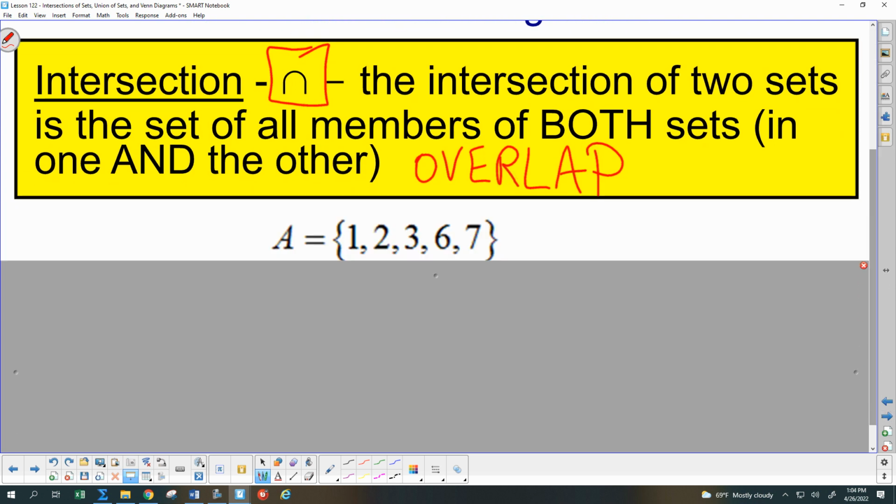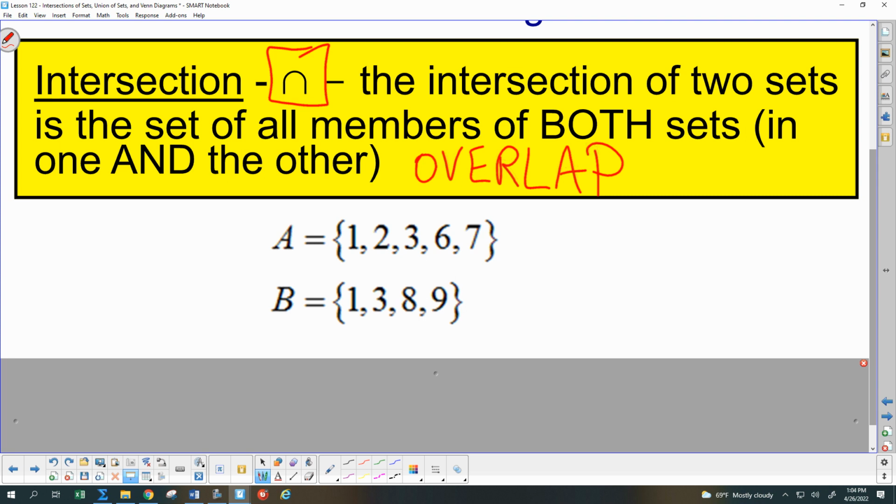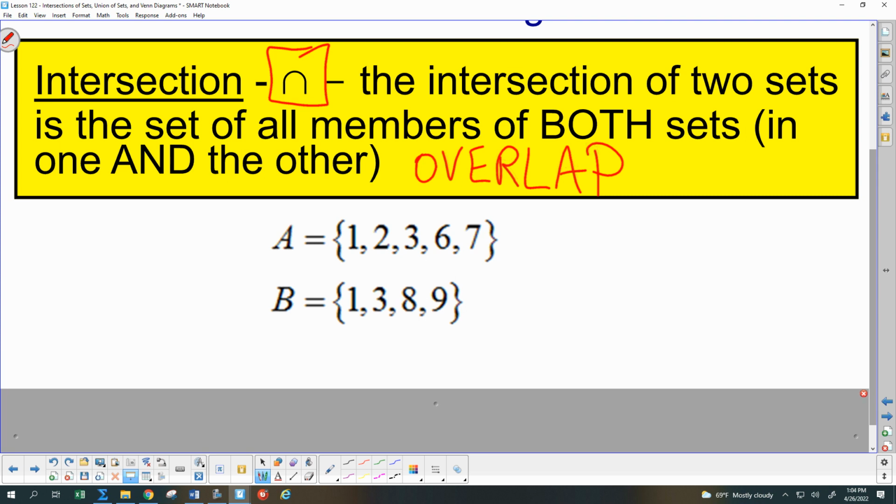So as an example for intersection and then union on the next slide, I'm going to work with these two sets. If I have A with 1, 2, 3, 6, and 7, B with 1, 3, 8, and 9, I can say the intersection of A and B, their overlap, I write it that way, A intersect B, have to use the squiggly braces again. And now I want to ask you, what are the numbers that are in A and are also in B? What numbers are in both of those lists?